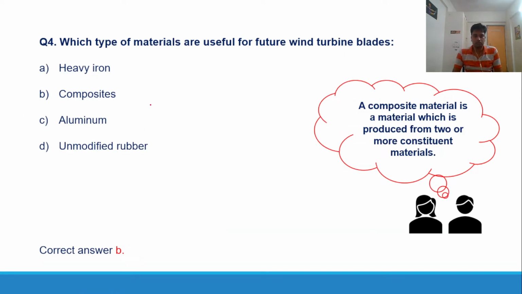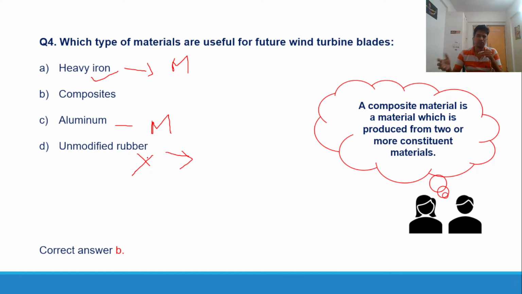Okay, the next question is, which type of material are useful for wind turbine blades? Quite good. So we were in slide 1, we were discussing specific strength. When we select a material, it has to be such that a very high specific strength is there. So heavy iron is basically metal. Aluminum is also a metal, non-ferrous metal. Non-ferrous means something which doesn't belong to the family of iron. Unmodified rubber has very low specific strength.